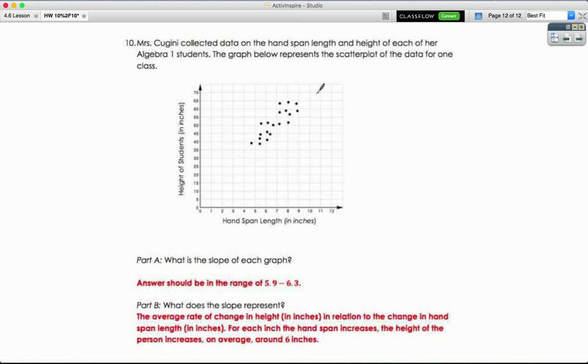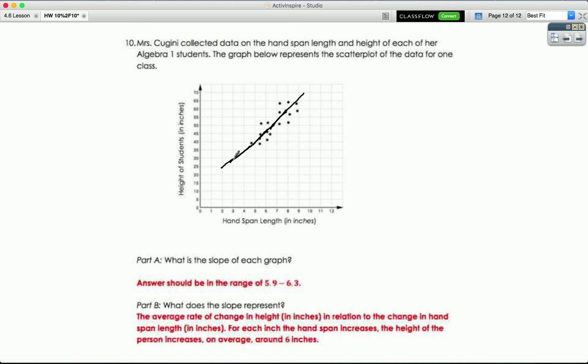So your rate of change, your increase in height over your increase in hand span, should fall within the range between 5.9 to 6.3. If you reduce it all the way, it should fall reasonably within those numbers. Now, if it falls way out of there, then you must be way off with the way you're drawing your line. Just make sure that your line, as best as possible, goes through the middle of the data.